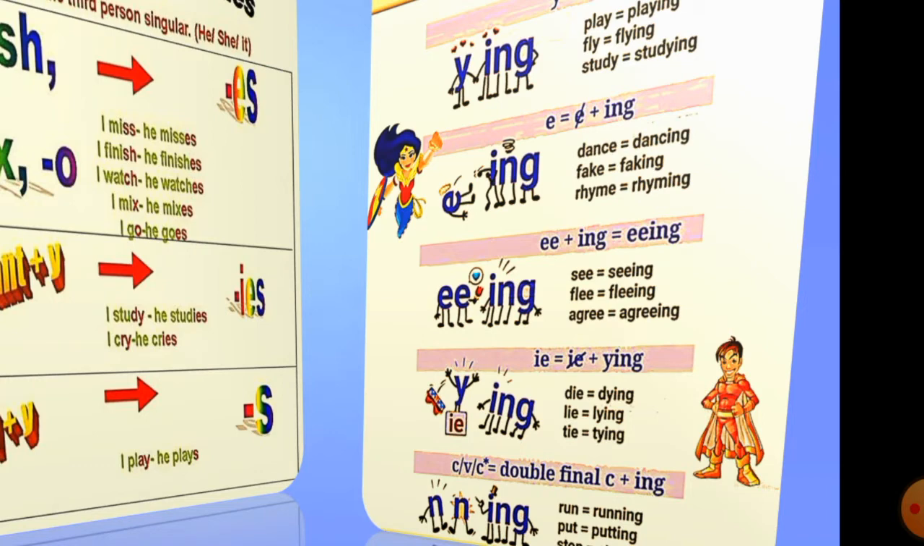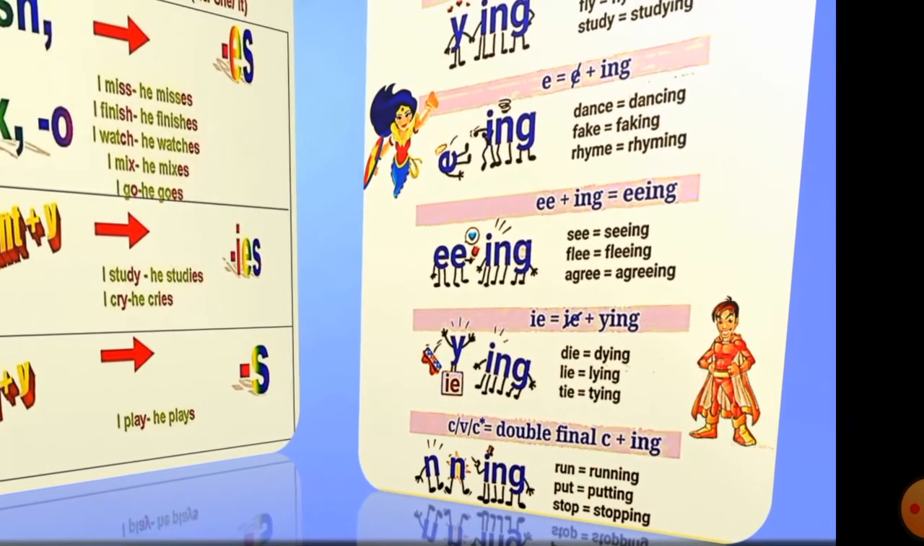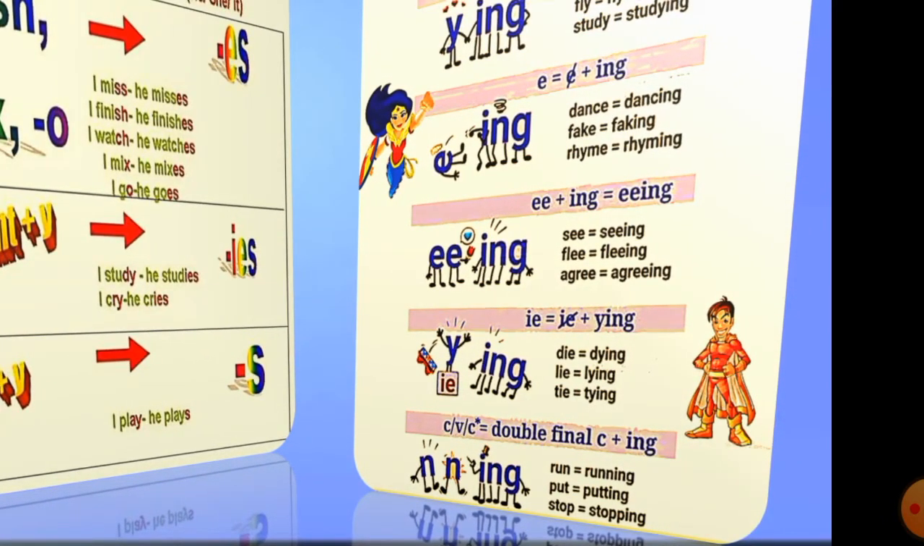Also, some verbs which end in consonant plus vowel plus consonant, we double the final consonant. For example, run, running, put, putting.